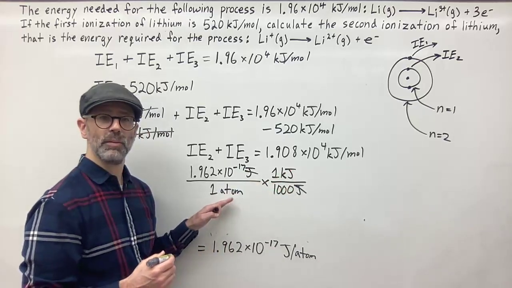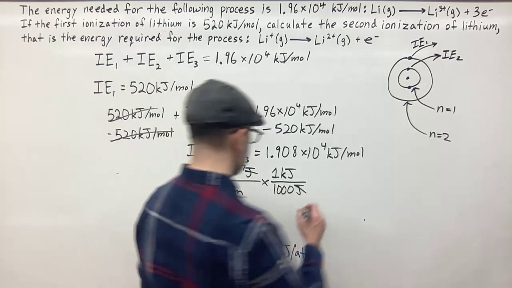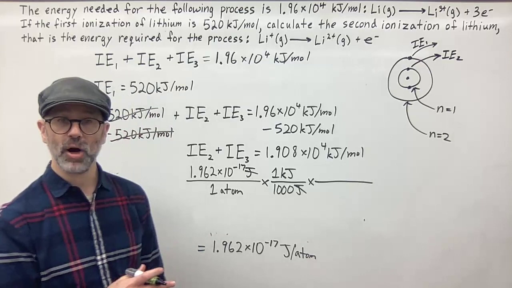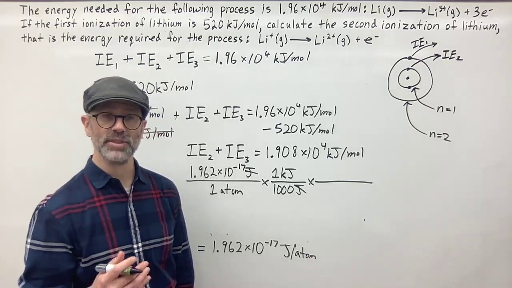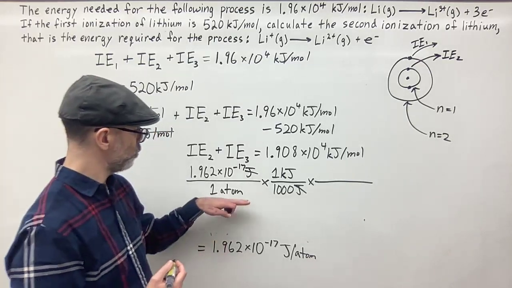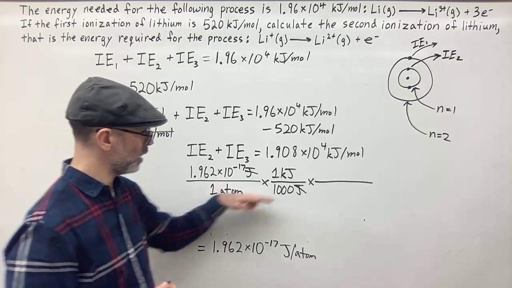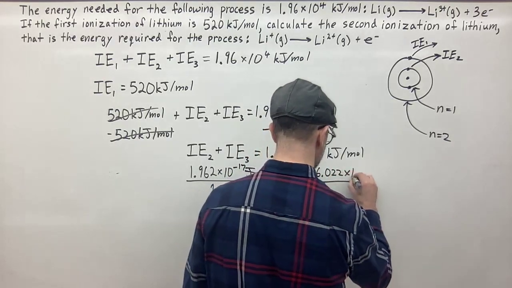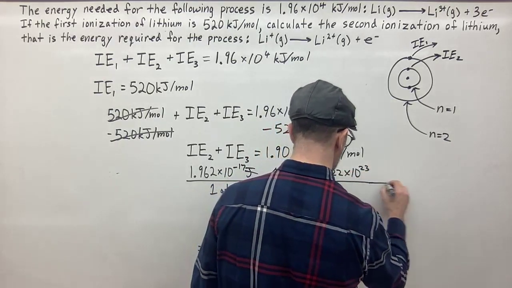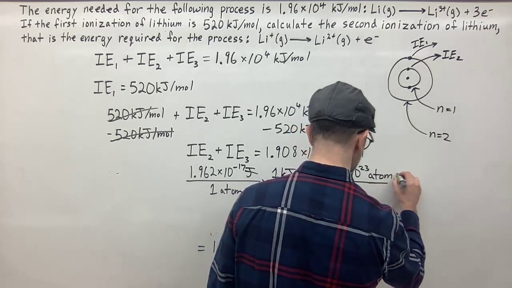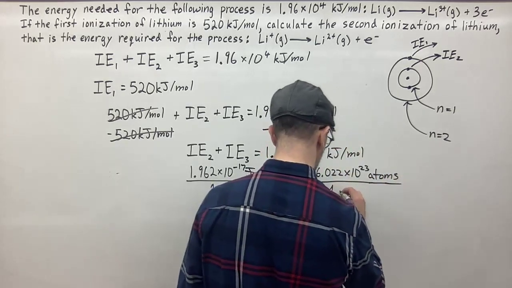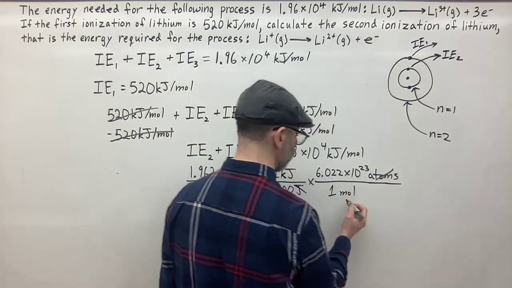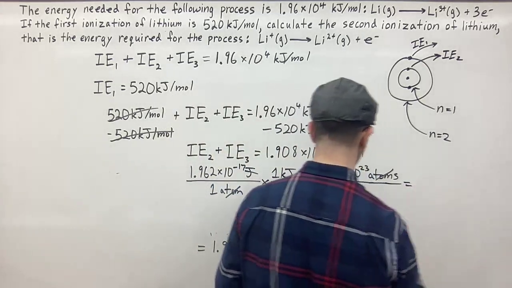So now I want to convert the bottom from atoms to moles. So I'm going to use Avogadro's number. I know 1 mole of particles is equal to 6.022 times 10 to the 23rd. Since I have atoms on the bottom, I'm going to put atoms on top. So that's 6.022 times 10 to the 23rd atoms. And on the bottom is going to be 1 mole. So then atoms cancel out. Now I have moles. So now all I need to do is multiply and divide.